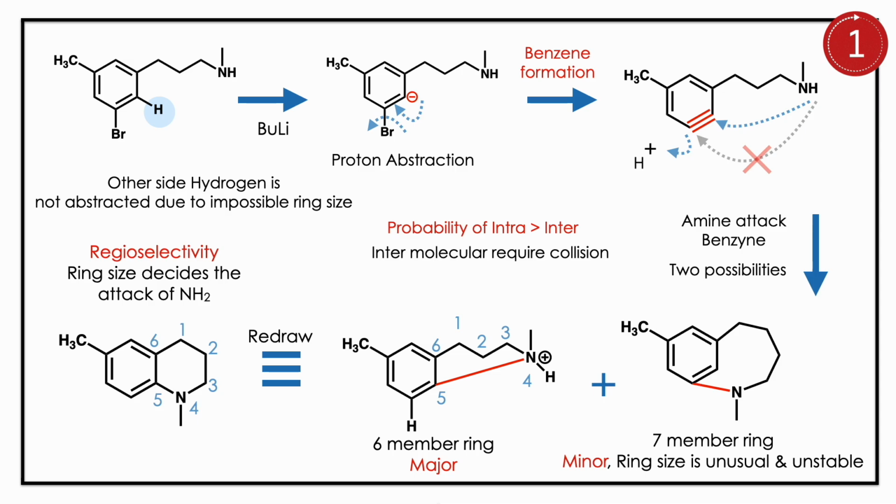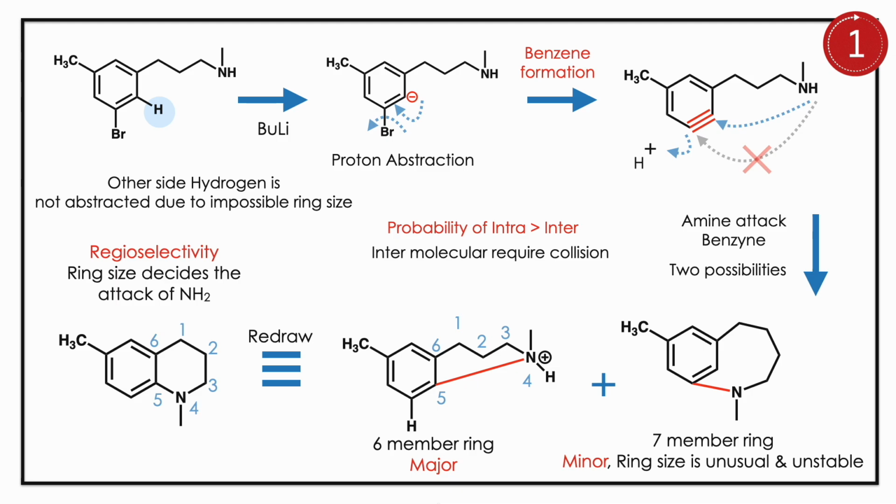Here you are using the butyl lithium. Butyl lithium is the strong base. It abstracts the proton. Here two sets of protons are there. Proton eliminates. You have anion. Then the anion is quenched as the benzyne there. So benzyne is unstable. It's an electrophile. So amine is the nucleophile. So attack is possible. It can attack two positions.